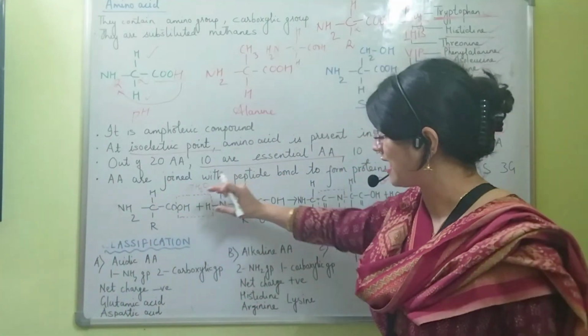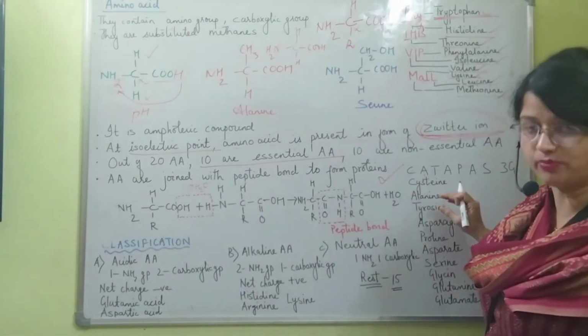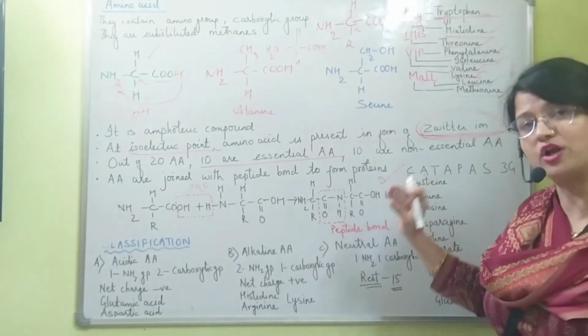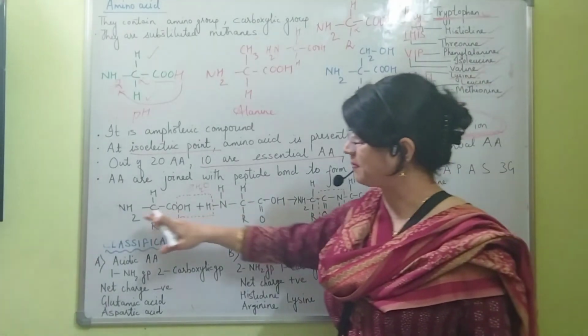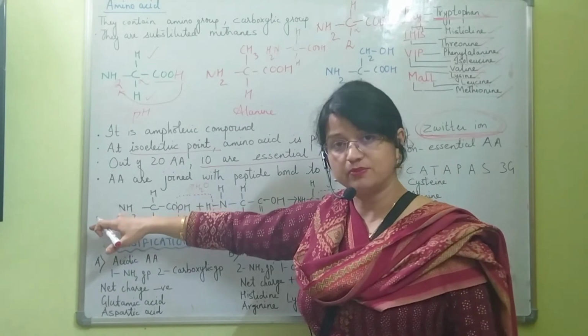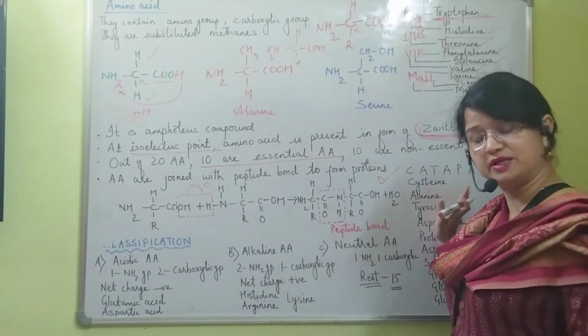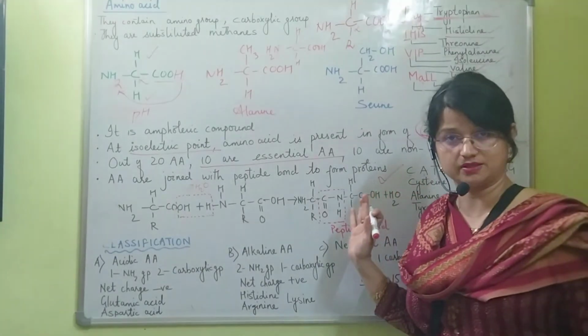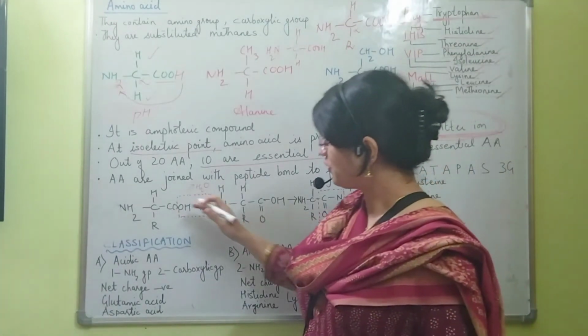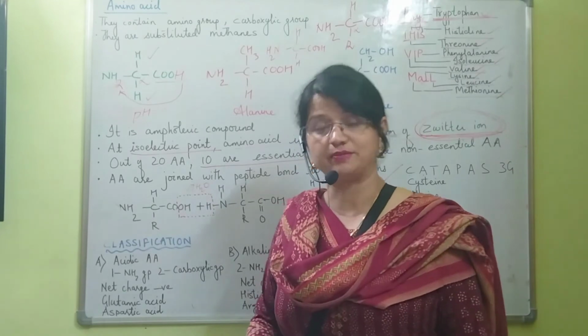Clear? So like this, a very long chain of amino acids will be formed, that will be known as a polypeptide chain. In the polypeptide chain, this terminal will be known as the N-terminal, and the last one will be known as the C-terminal. Clear? Now next we will see the classification of amino acids.